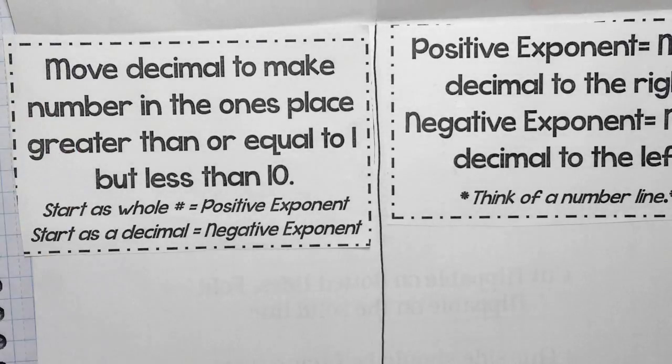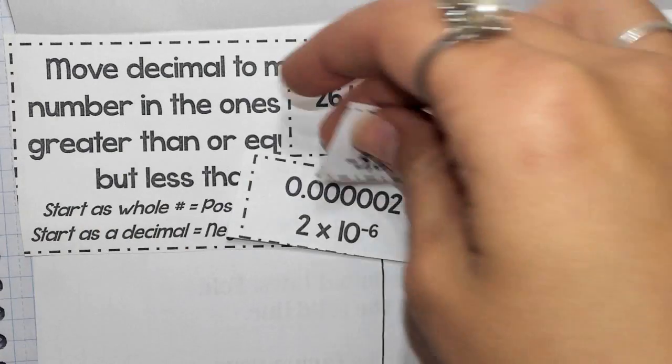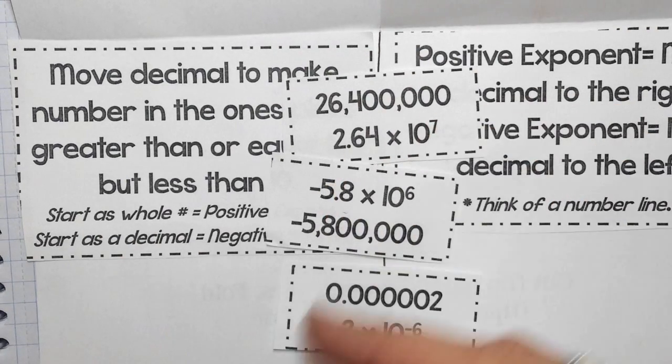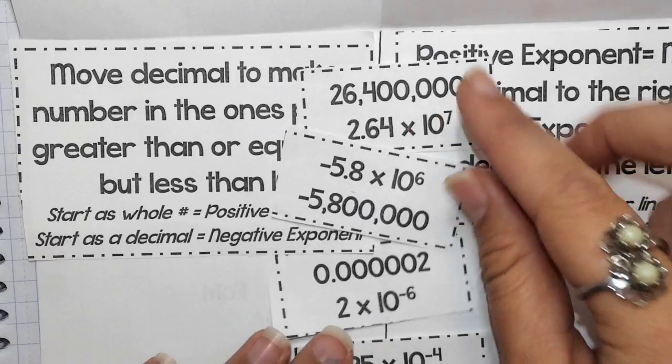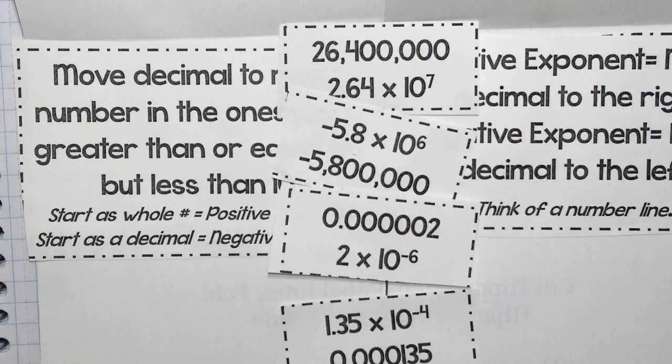Now, in your group, y'all are going to decide which section these go under. You're going to decide which section these 4 cards go under. Do they go under standard to scientific or scientific to standard?